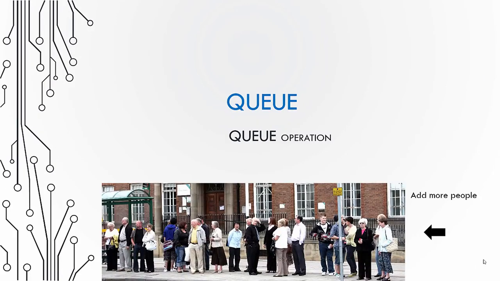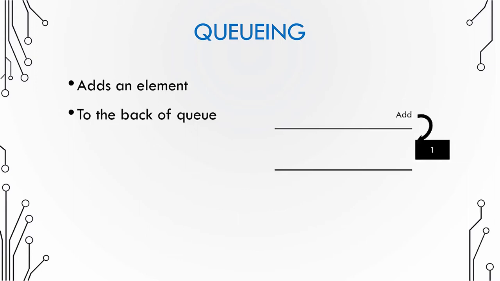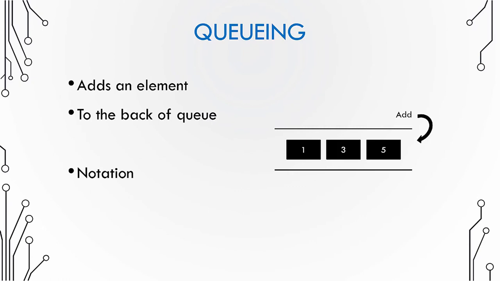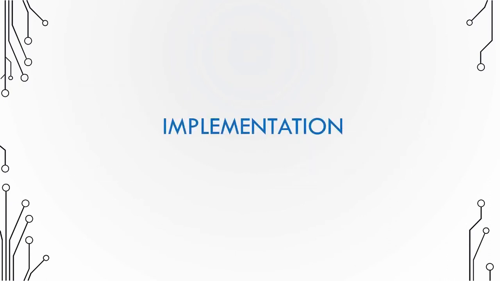Let us look at how we add new elements to a queue in this video. So what is queuing? Well, queuing adds a new element to a queue, and it always adds the new element to the back of the queue. We have already looked at the notation of queuing. Usually functions for queuing are named queue, and you have to pass the element that needs to be added to the queue. Let us look at a possible implementation scenario for a queue and this addition operation.